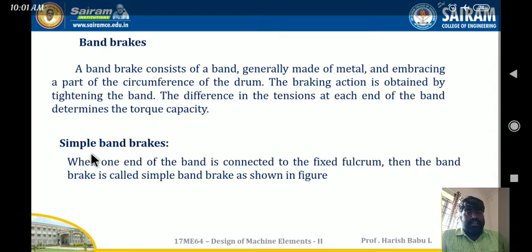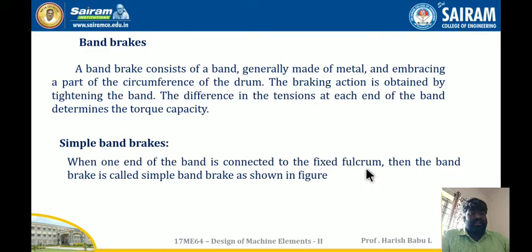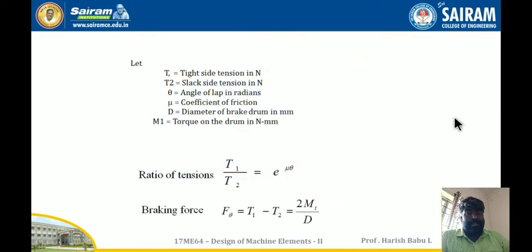If I take the simple band brake, when one end of the band is connected to the fixed fulcrum, then the band is called a simple band brake, as shown in the figure. In the sketch, let T1 be the tight side tension in newtons, T2 the slack side tension in newtons, theta the angle of lap in radians, mu the coefficient of friction, D the diameter of the drum, and M the torque of the drum in Newton mm.